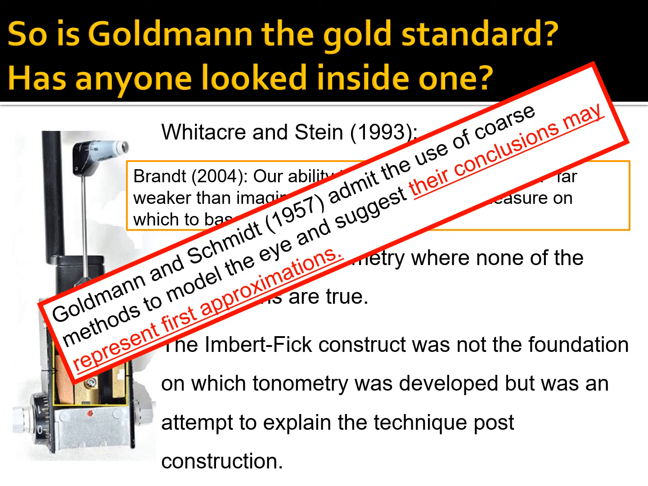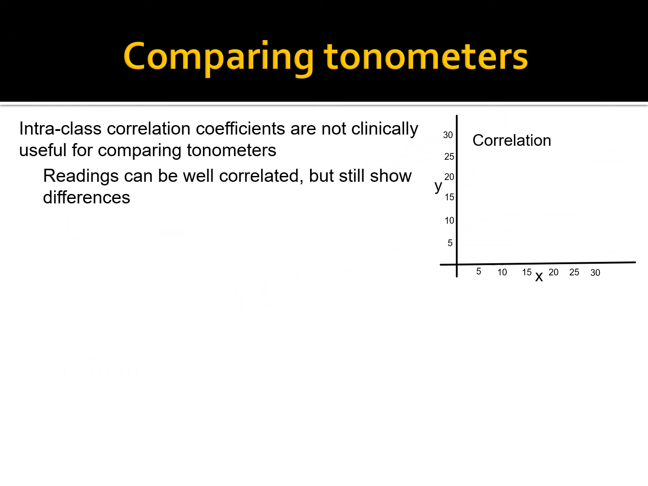But it turned out to be not the first approximation. It turned out to be the only approximation. So when we're comparing instruments, we used to always use correlation coefficients, but they're not useful for comparing tonometers. Readings can be well correlated, but still not show any agreement.